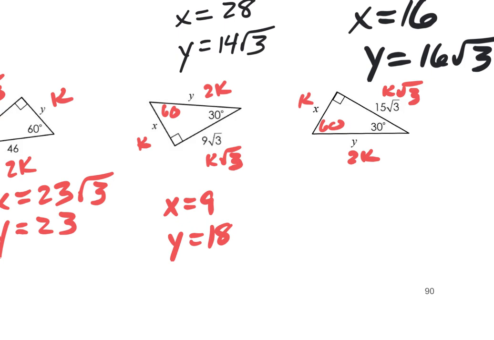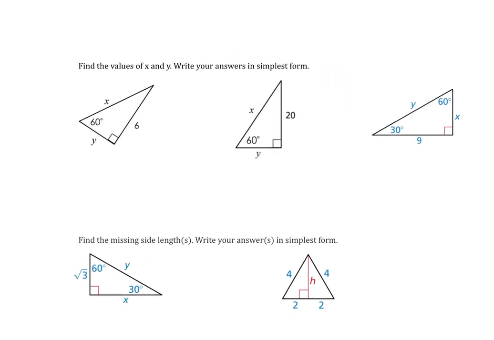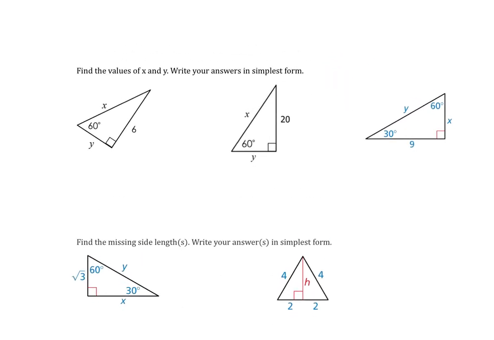Once again here, we know that k is 15 because this is 15 radical 3, so k is 15, which is the same as x, and then y would be 2 times 15, which is 30. Just kind of understanding the pattern is where it all comes in. Once we get that first one labeled, then it gets to be a little bit easier after that.